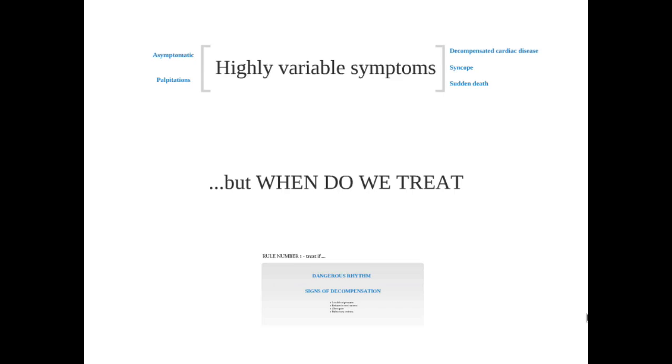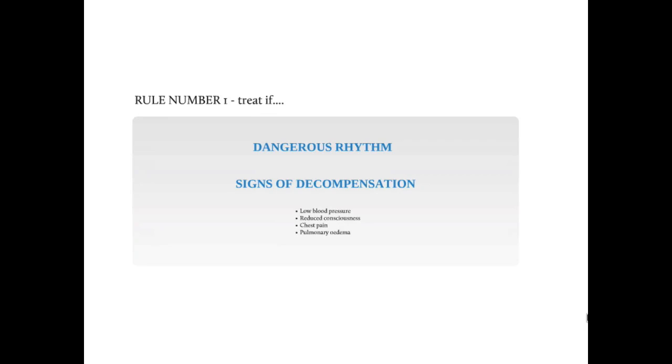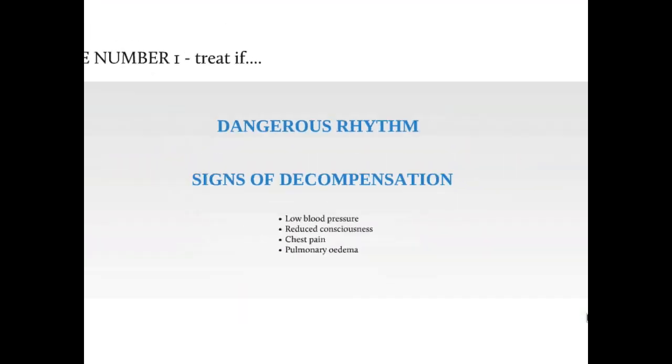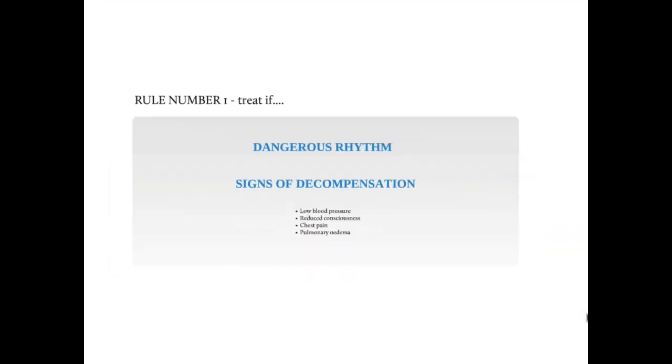So when do we treat it? When do we treat an arrhythmia? Now, this is the first rule of arrhythmias that I want you to try and remember. We always treat if the rhythm is dangerous. And what I mean by that is that rhythm has got the propensity to deteriorate. So there are certain rhythms, which I'm going to tell you about today, that we don't like. We see that rhythm and we go, nope, we have to treat that. Because if we don't, it could get worse.